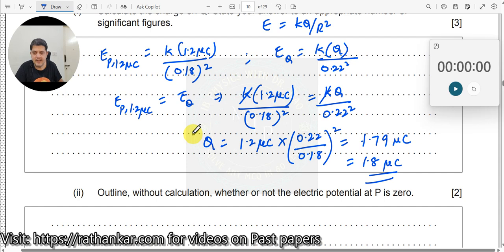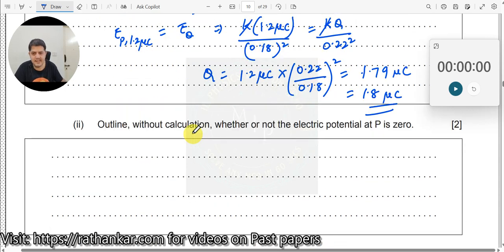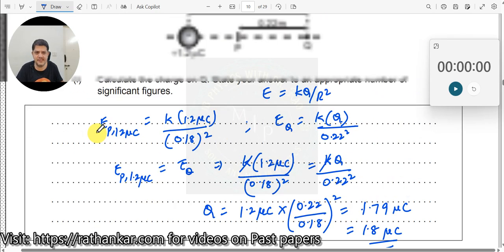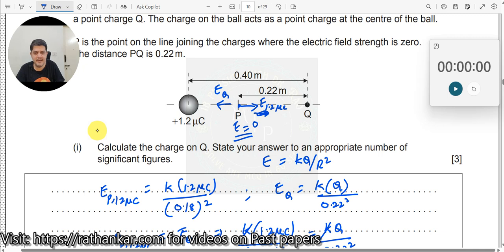Then last question, I think: outline without calculation whether or not the electric potential at point P is 0. Now this question states that at point P electric field is 0. Will the electric potential also be 0? See, whenever you are studying electrostatics, you will have 3 important parameters: electric field, electric force, potential. Now which amongst them is 0 here?